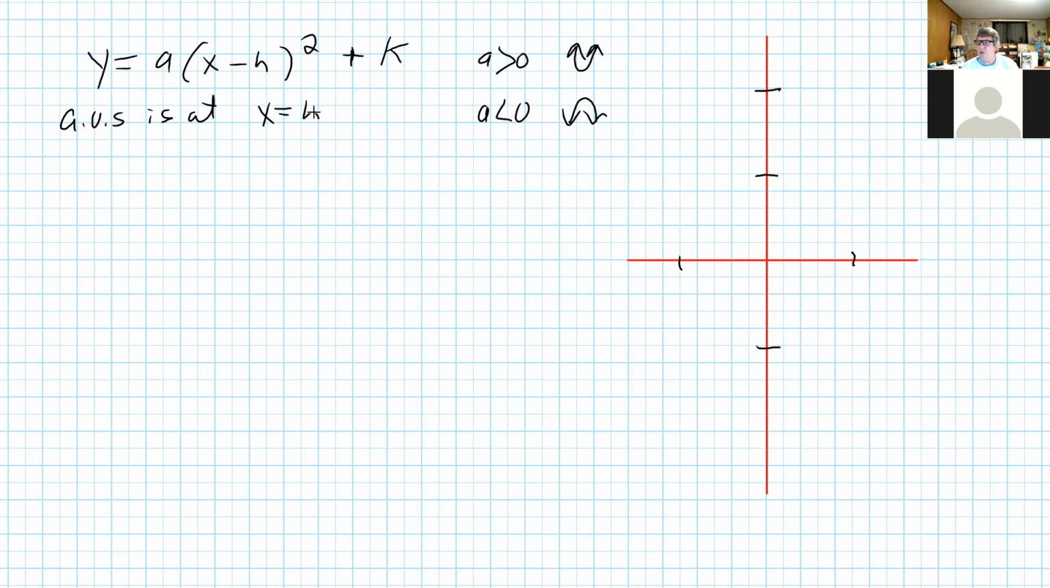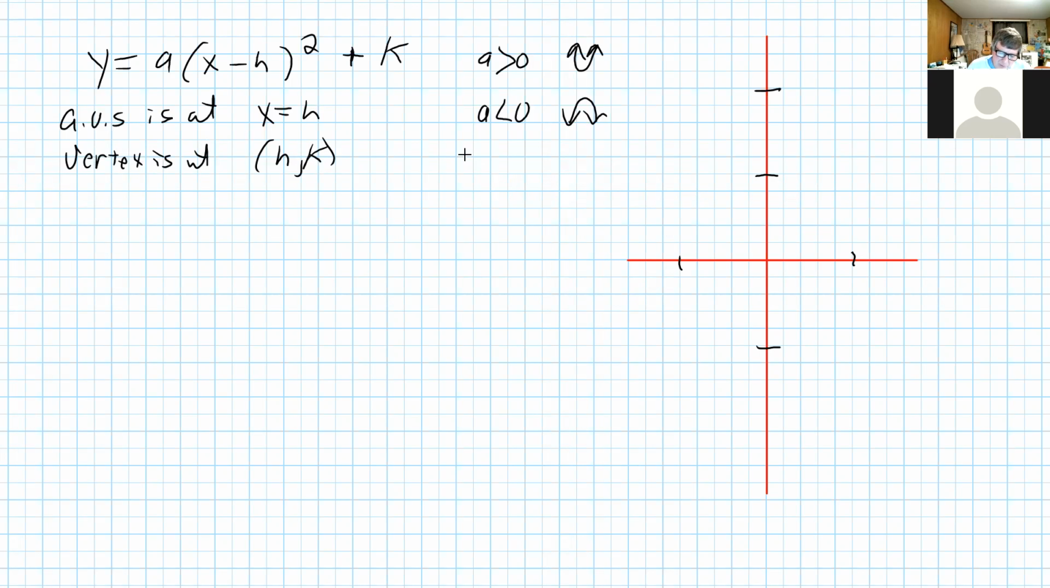Now, I mentioned this before, but I still had people that did this wrong on their chapter 10 test. When it asks for the axis of symmetry, you can't just put a number. You've got to put x equals whatever number it is, because it's actually a vertical line, okay? So the axis of symmetry is at x equals h. The vertex is at h, k.